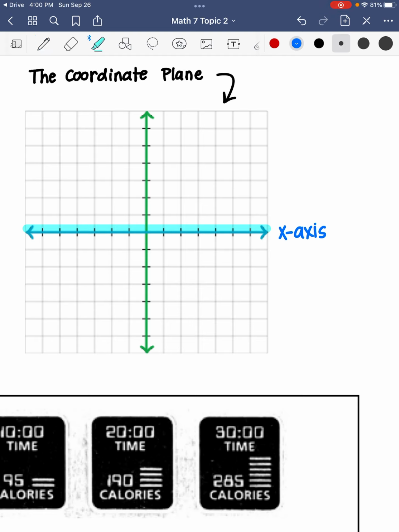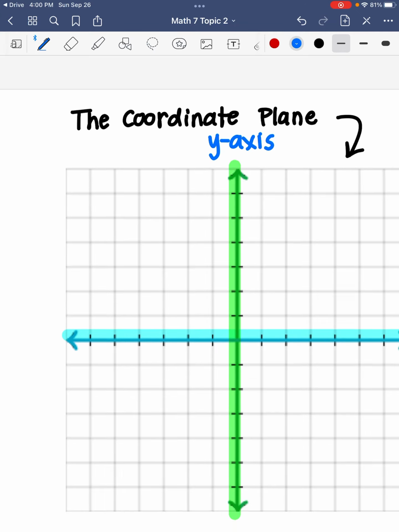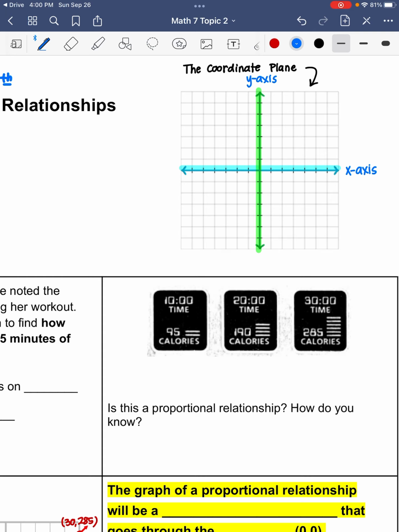The other major line that I want to talk about is this one that goes up and down. That one that goes up and down is called the y-axis. And a lot of times these lines will just be labeled with either x or y. They won't always have x-axis written out or y-axis, just x or y. Okay, so those are two major lines that you need to be able to recognize.